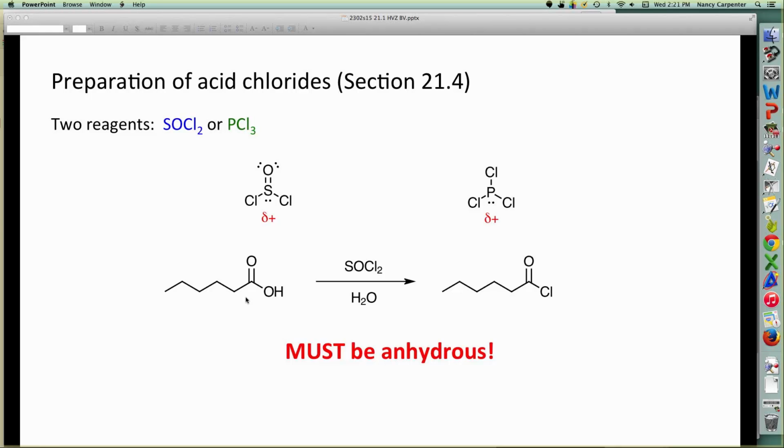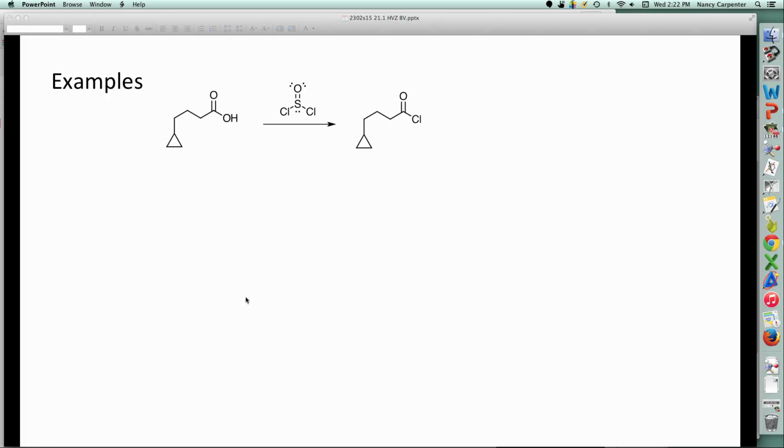So always remember, HOH is definitely going to compete with that OH. So you can't run these reactions in the presence of a competing nucleophile. All right, this looks better. All you have to do is throw in your carboxylic acid with maybe a slight excess of thionyl chloride, and there's your acid chloride.